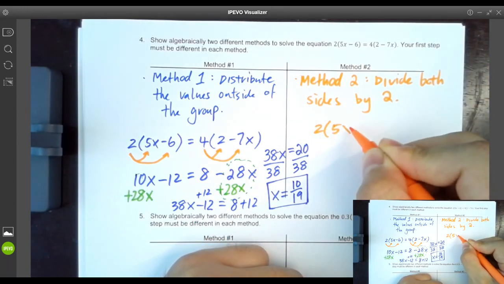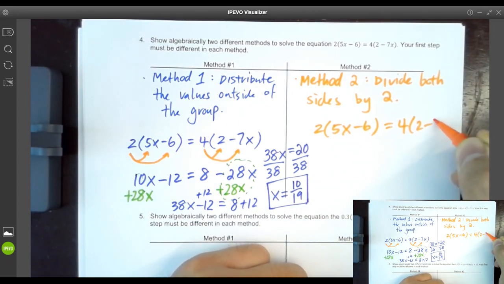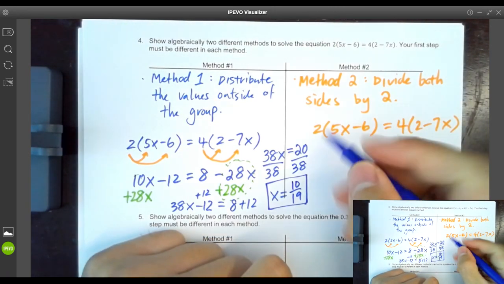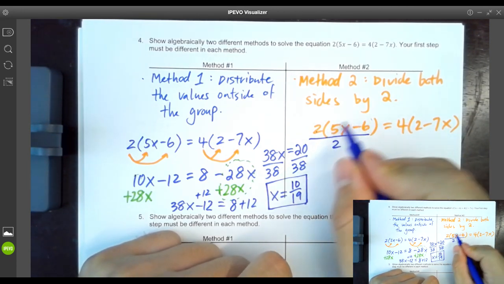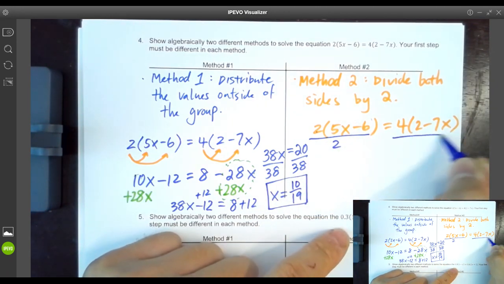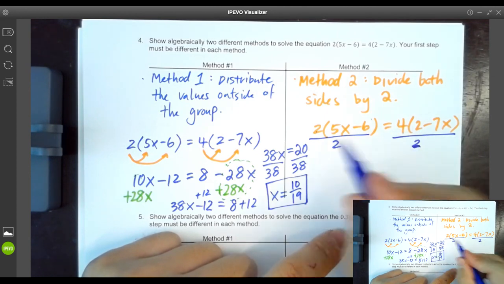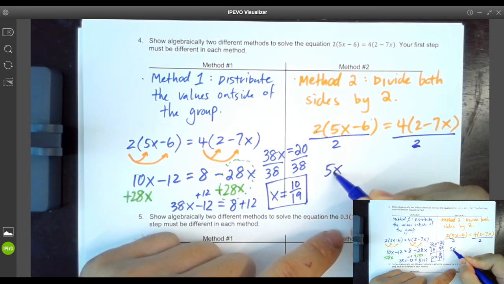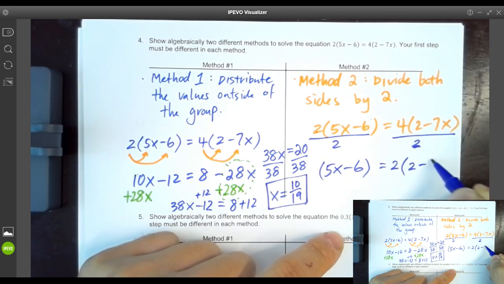So 2 times 5x minus 6 is equal to 4 times 2 minus 7x. Okay, so if I divide the entire equation by 2, I will effectively get rid of this 2, which is nice. You'll have the group. Remember, you never divide within the group. The group is kind of closed, and you just have to divide what's outside of the group. So 4 divided by 2 and 2 divided by 2. 2 divided by 2 is 1, so then I get a 5x minus 6 just by itself. And then 4 divided by 2 is still a 2, and then you have what's left in the group still.